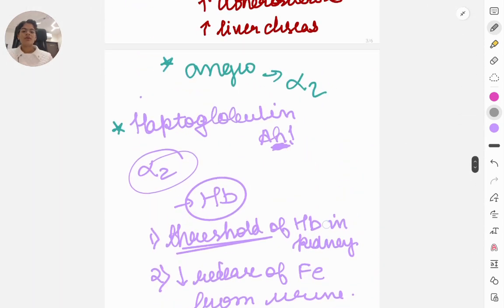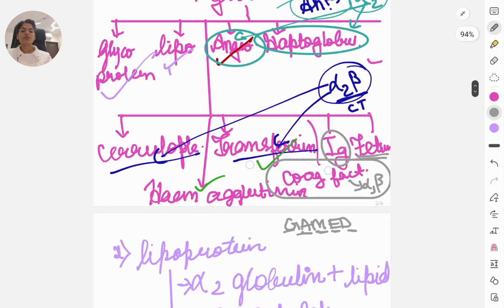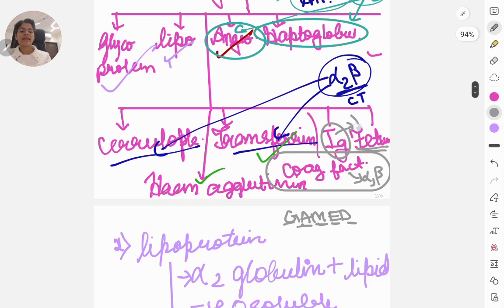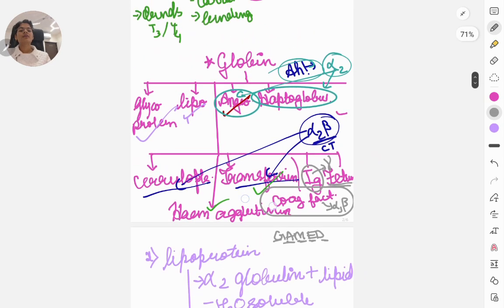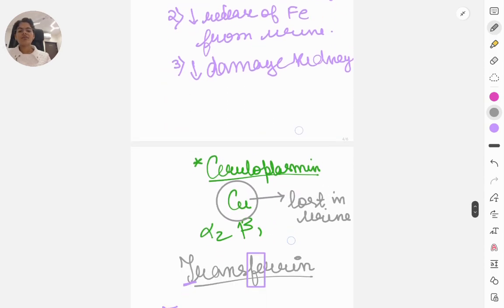Okay, now, I forgot that globulin. I wanted to say that immunoglobulin is from gamma globulin. Okay, all right.